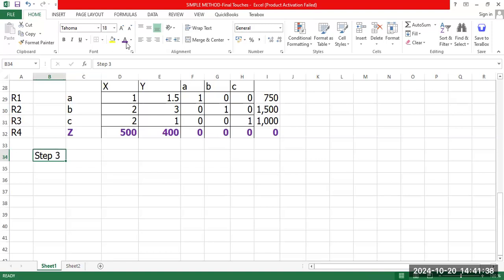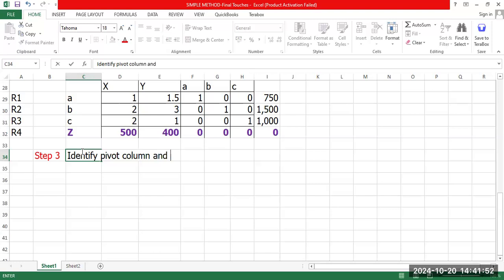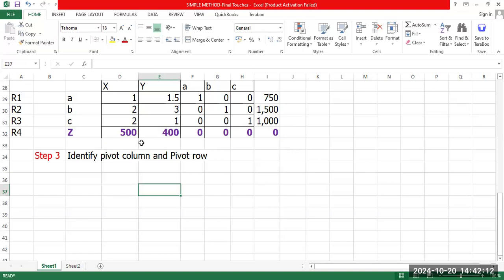Step 3: identify the pivot column and the pivot row. Okay, what is your pivot column?